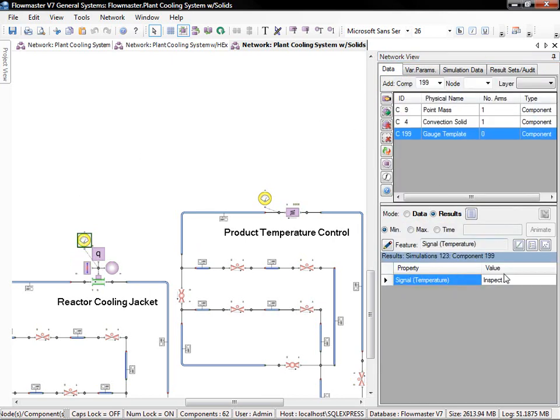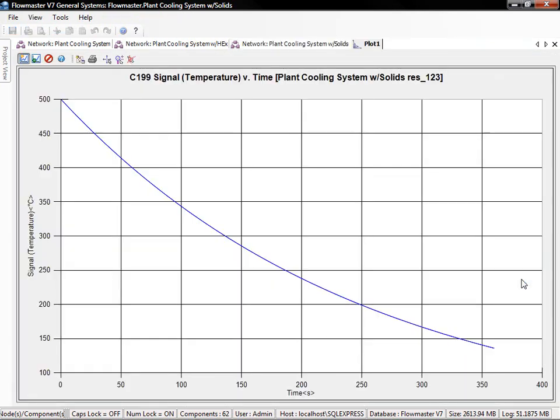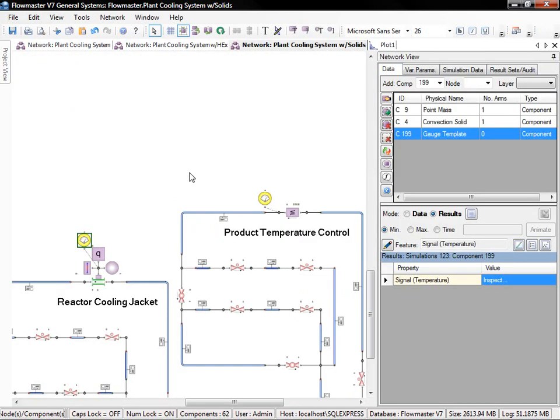Here we've entered the mass of the reactor cooling jacket as well as an initial temperature. And what we can see is, given the cooling system setup, how long is it going to take to reduce that reactor to a certain safe operating temperature?